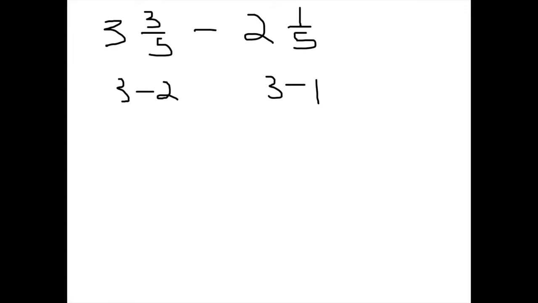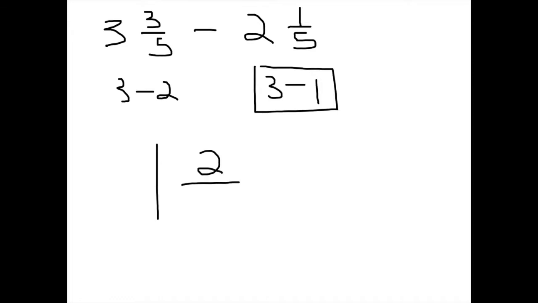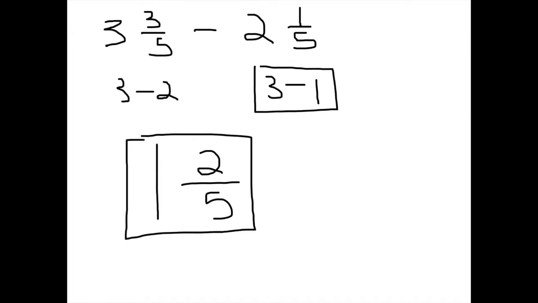When we do that, we're going to get 3 minus 2 is 1. And then also 3 minus 1, this one right here, is going to be 2. That's our numerator, and our denominator stays the same. So we actually have 1 2/5 as our answer. Done.